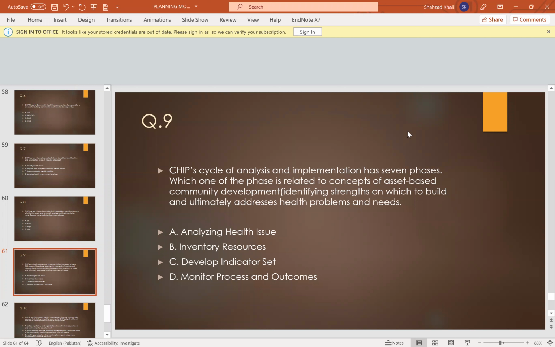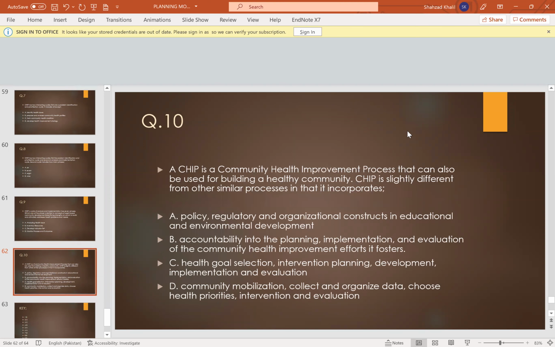Question 9. Which one of the phases is related to the concepts of asset-based community development, identifying strengths on which to build and ultimately address health problems and needs? Analyzing health issue, inventory resource, develop indicator sets, monitor process and outcomes. B. Yes, B is the correct answer, inventory resources, because it is related to asset-based community development.